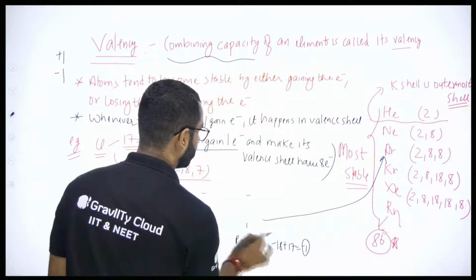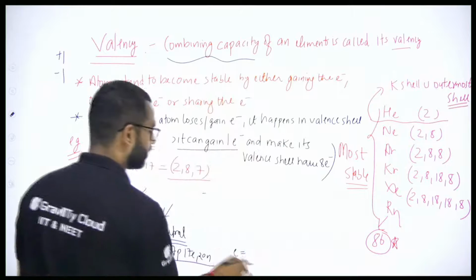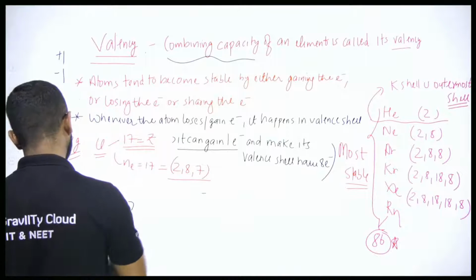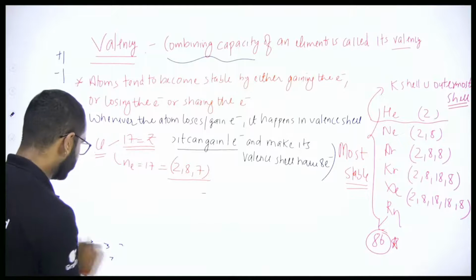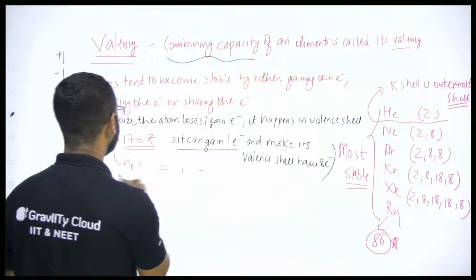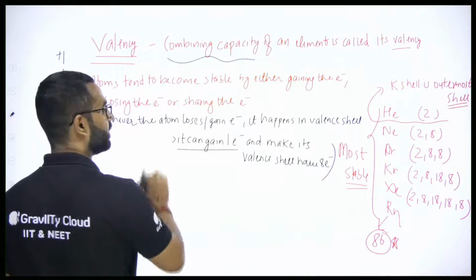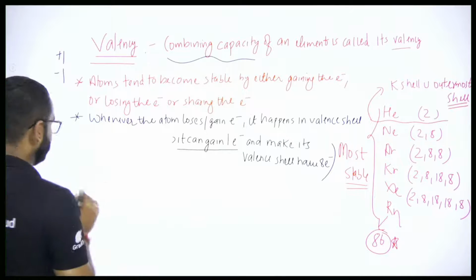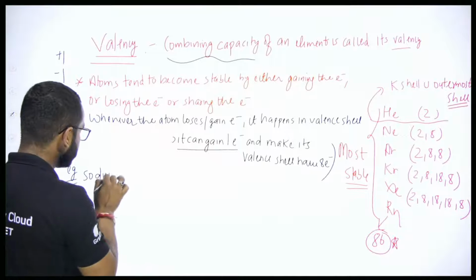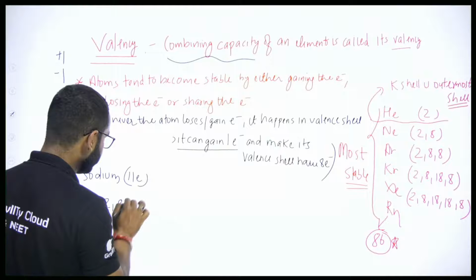Next, let's take another example. In the case of chlorine, I said it can gain 1 electron to become like argon, and when chlorine has gained 1 electron, it forms Cl minus. Similarly, for example, sodium. Now sodium has 11 electrons. That means its configuration is 2,8,1, right?